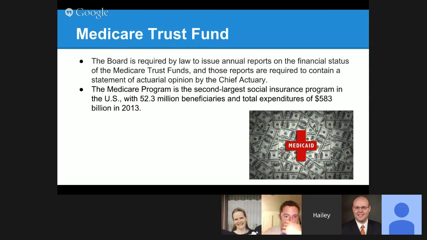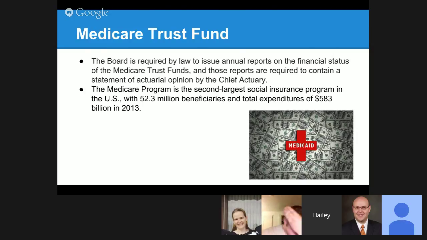I thought this was interesting. The Medicare program is the second largest social insurance program in the U.S. So it's with 52.3 million beneficiaries and total expenditures of 583 billion in 2013. And another thing, in 2011, it was 48.7 million people, and the expenses for that was 549.1 billion. So as we see the years go on, we're seeing the costs grow, and like Josh said, it's because of all the baby boomers. We're seeing more people getting older that are requiring this Medicare.